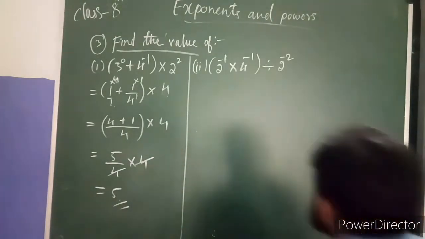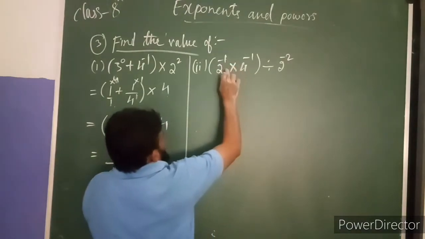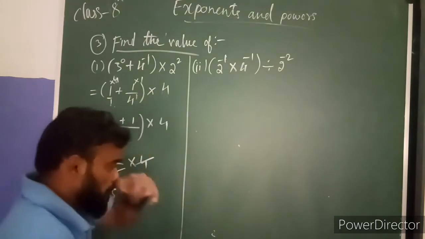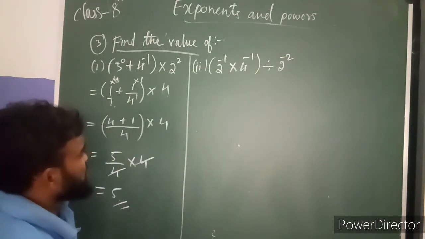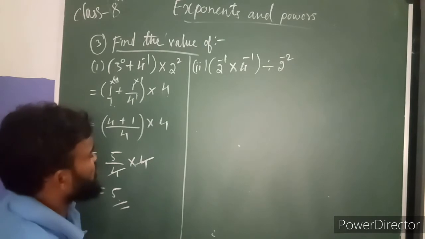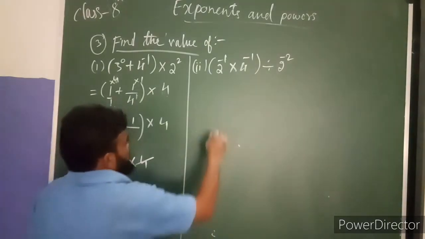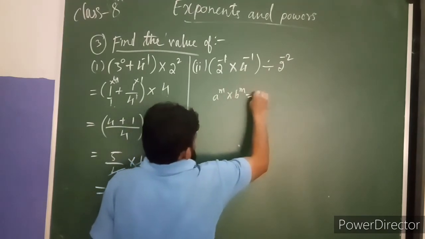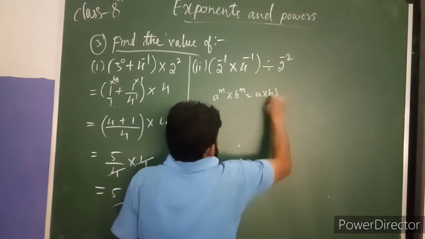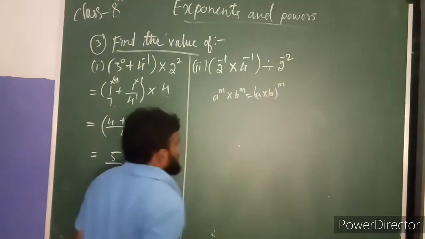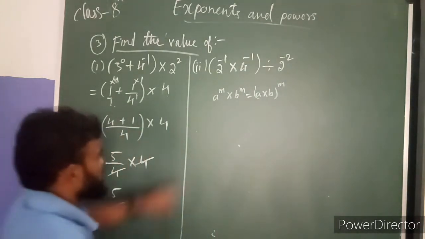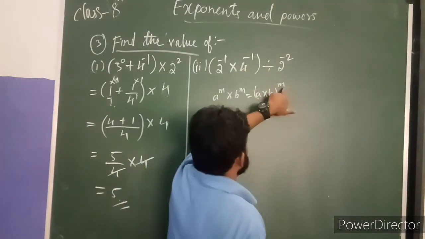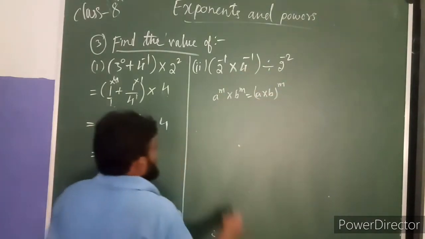Now see the second one: 2 to the power of minus 1 in the bracket into 4 to the power of minus 1, divided by 2 to the power of minus 2. We know the law of exponents we are applying here: a to the power of m into b to the power of m is equal to a into b whole to the power of m, correct?